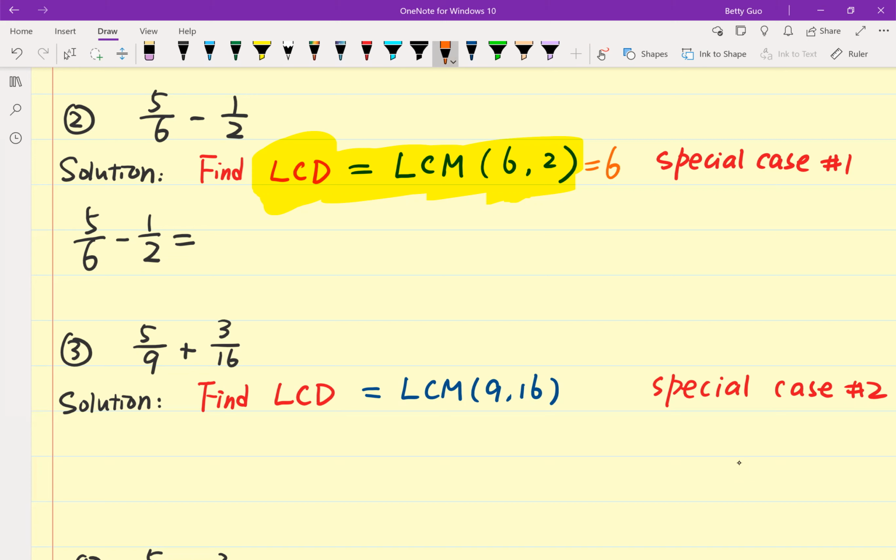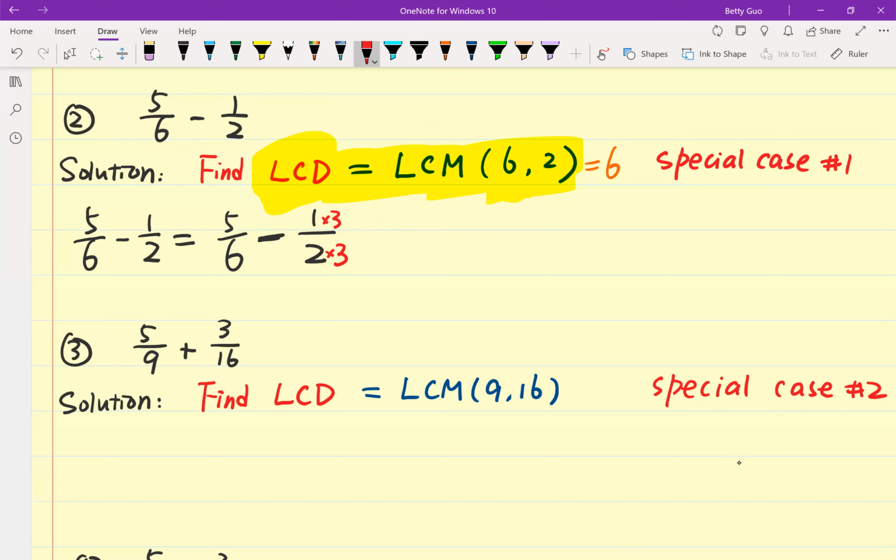Very good. So now we are going to rewrite both fractions as their equivalent fractions with denominator 6. The first fraction is 5 over 6 already. We can just copy it, and copy the subtraction notation. For 1 over 2, we want the denominator 2 to become 6, right? How do we go from 2 to 6? By multiplying a factor. 3, exactly. Multiply the denominator 2 by 3, we will have 6.